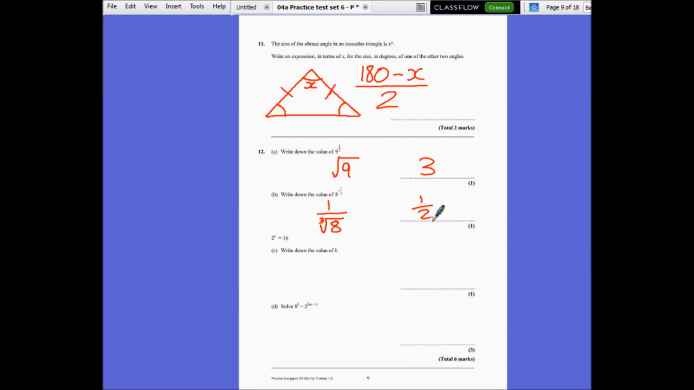It says 2 to the power k is equal to 16. Write down the value of k. Well, 2 times 2 is 4, times 2 is 8, times 2 is 16. So altogether, we've got 4 2's there, so it must be 2 to the power of 4.